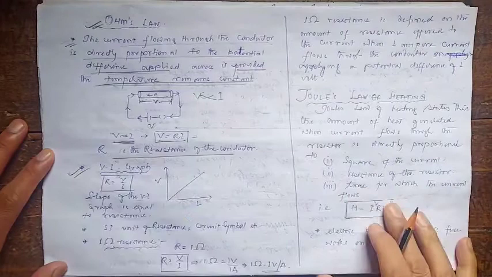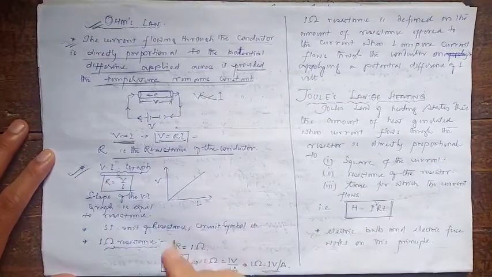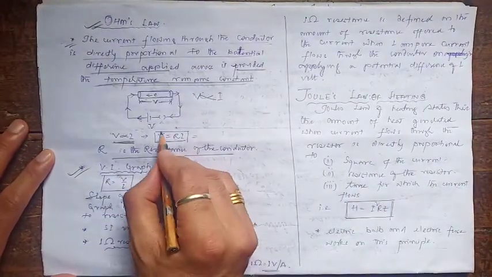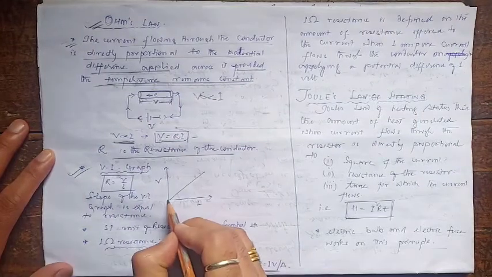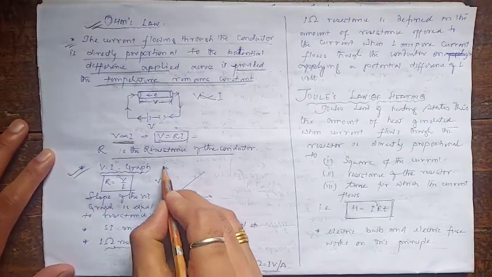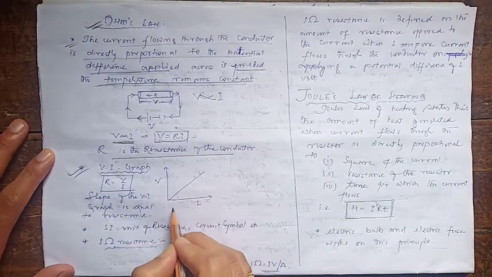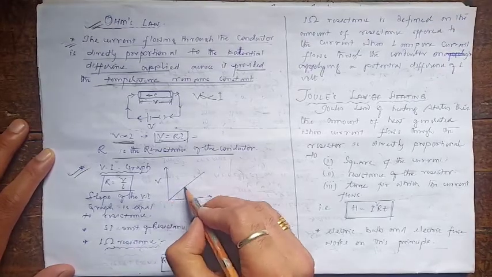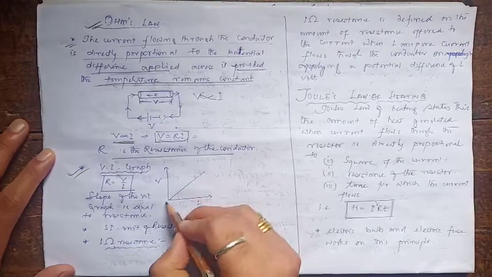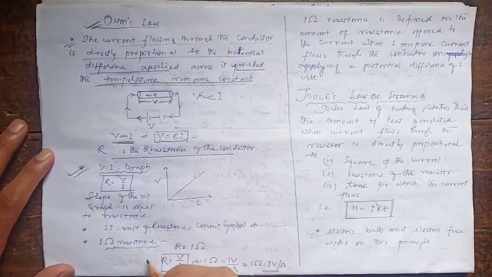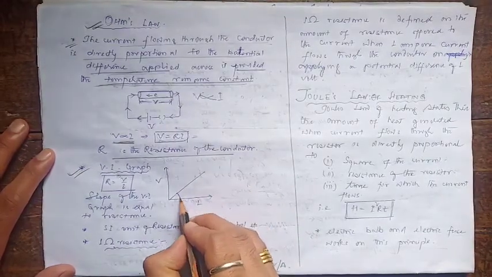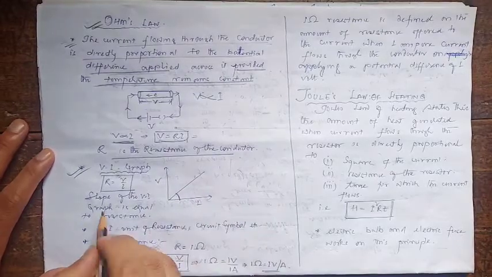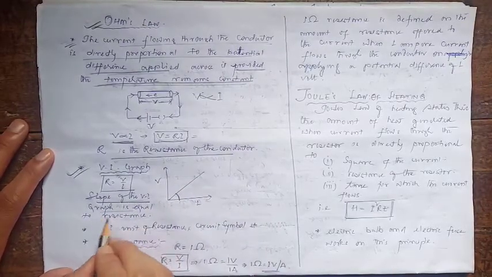Now, students, let's see the VI graph. If we plot the graph between V and I from this equation, suppose we plot the potential difference along the vertical axis and current along the horizontal axis, we get a straight line graph passing through the origin. That's the VI graph. Now, the slope of this graph indicates the resistance. Students, remember, the slope of the VI graph gives us the resistance.